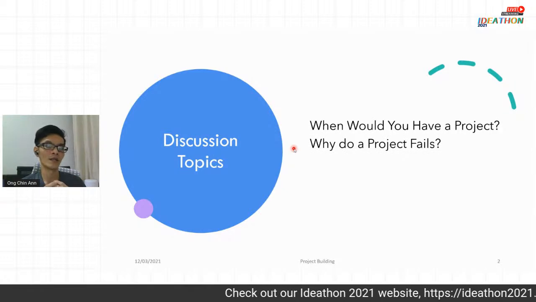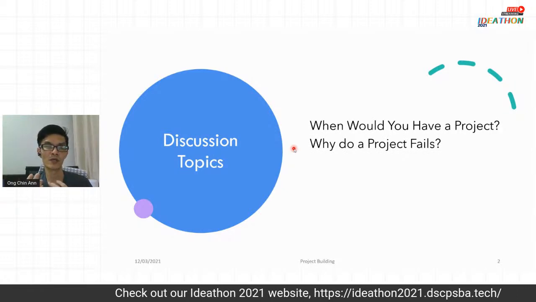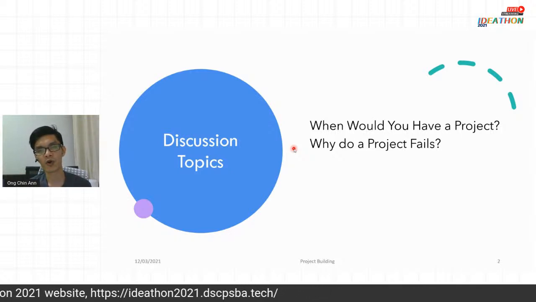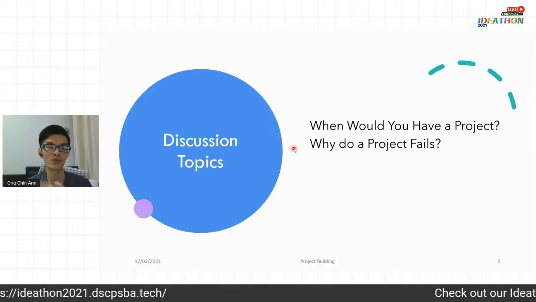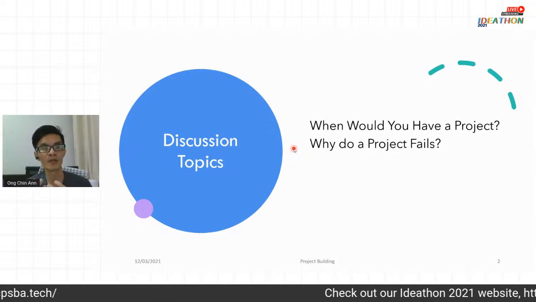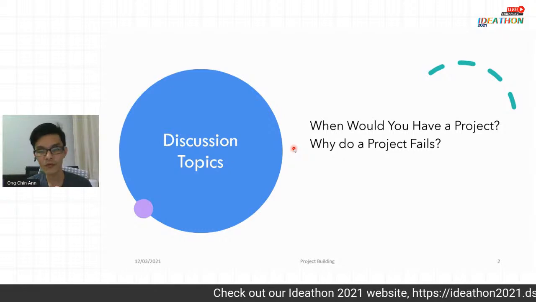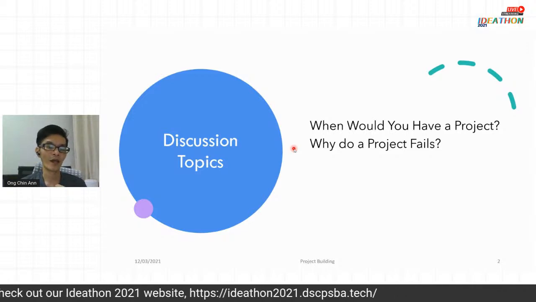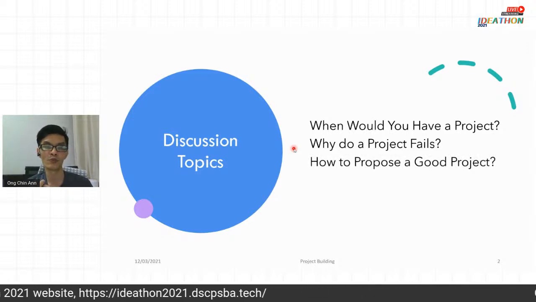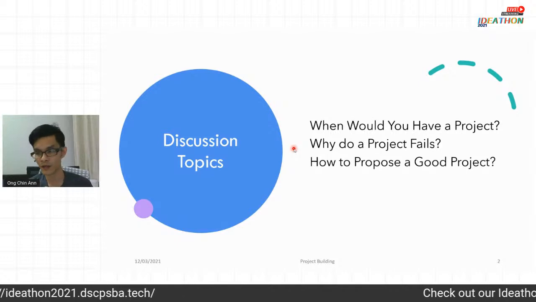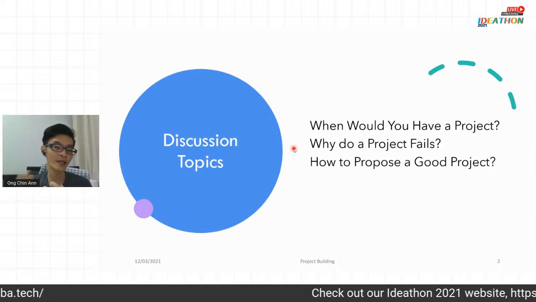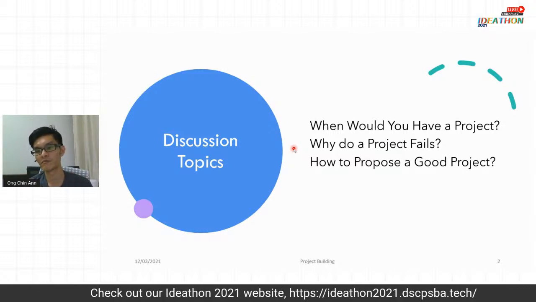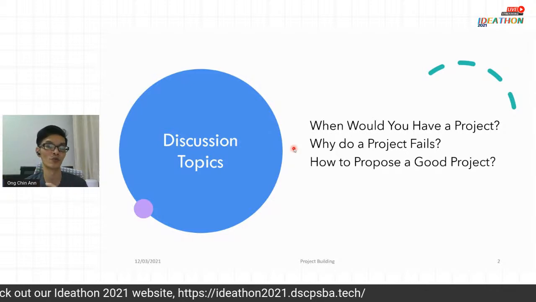The second one is why projects fail. I try to highlight some of the common mistakes that students or project members tend to fall into, so that their projects are not so successful. And the third area will be how to propose a good project. I'm going to share one technique, or one of the philosophies, by these very inspiring speakers on how to propose a good project.